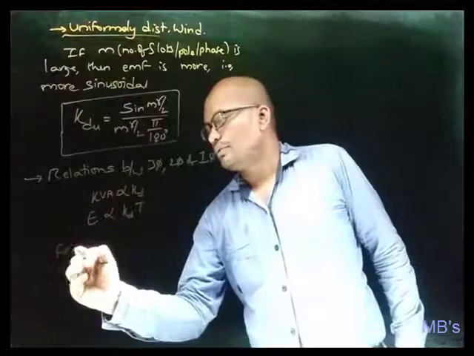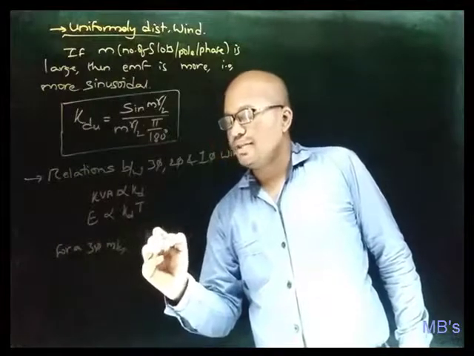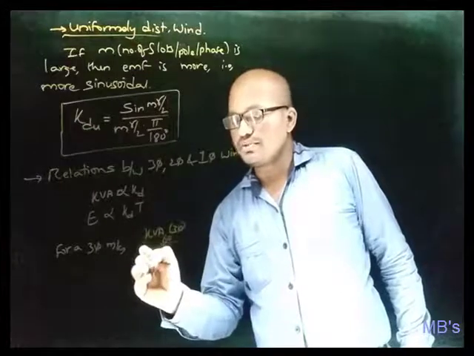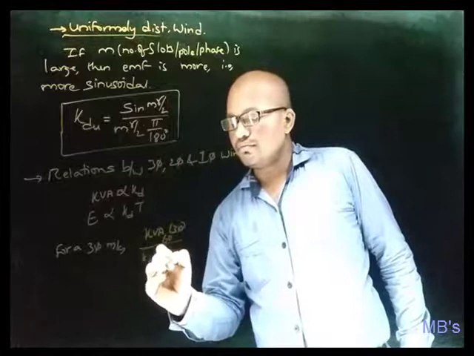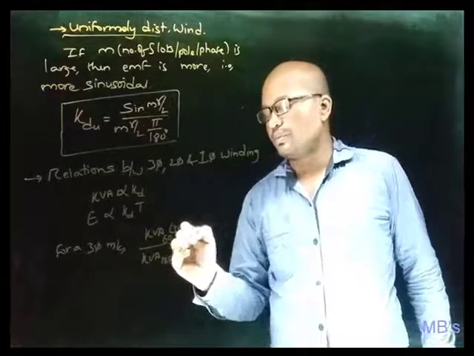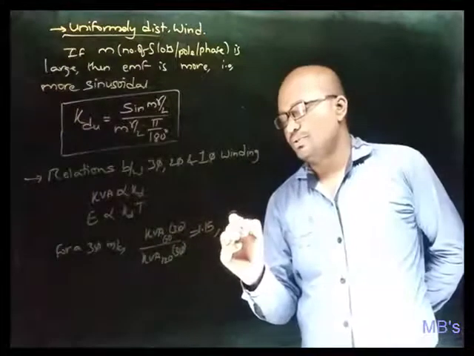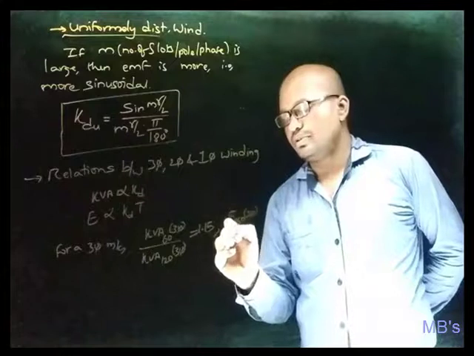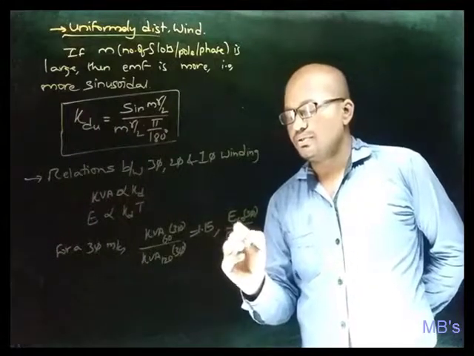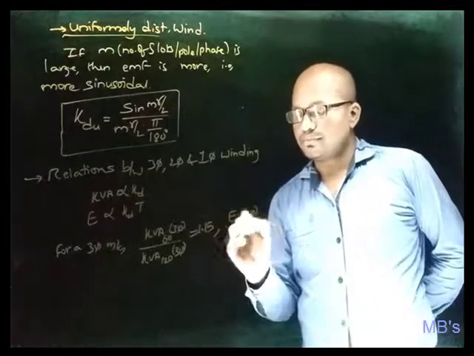For a 3-phase machine, the ratio of kVA of a 3-phase machine with a phase spread of 60 degrees to the kVA with a 120 degrees phase spread is equal to 1.15. And similarly, the EMF induced in a 3-phase machine with a phase spread of 60 degrees to the EMF induced in a 3-phase machine with a phase spread of 120 degrees. This is the value.